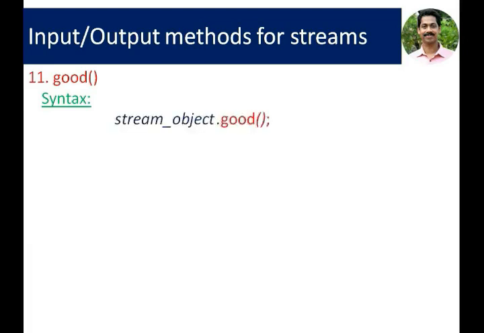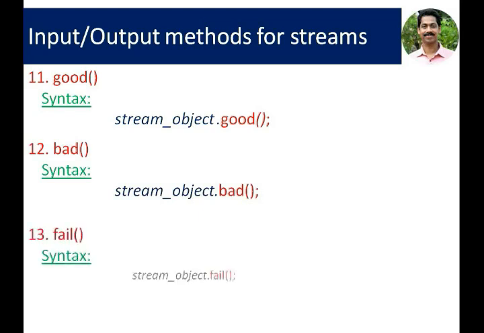Then the good function is used to check the status of the opened stream object. If the stream object is not a damaged file, this function returns a true value. If the file is a good one and all the data is in readable form, then this function returns a true value. Similarly, bad. If the object is damaged for any reason, this function returns a true value.